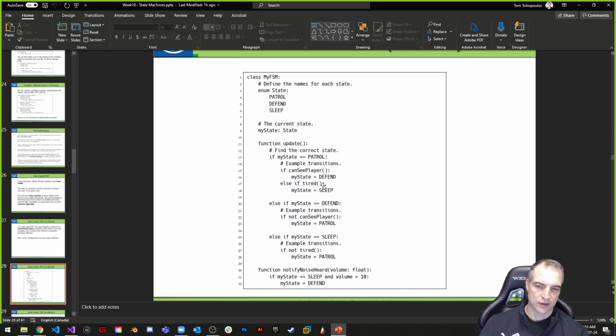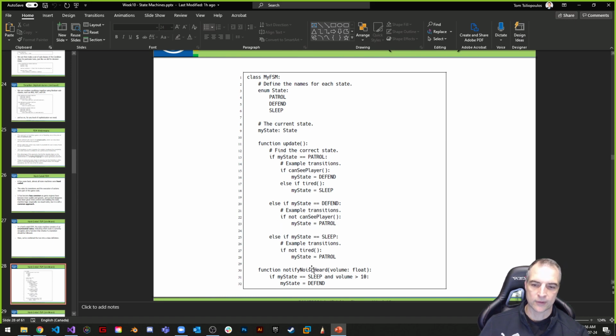So the sleep state might be like, pause where you are for 4 frames or 5 frames or whatever it's going to be, right? Or pause for this frame, and keep pausing for this frame, right? Else, case 2, let's say I'm in defend mode, then if I can't see the player, I switch back to patrol, okay? And if I'm in sleep mode, and if I'm not tired, then I keep patrolling. If I'm tired though, maybe I stay in sleep mode, right? I stay in sleep mode if I'm still tired.